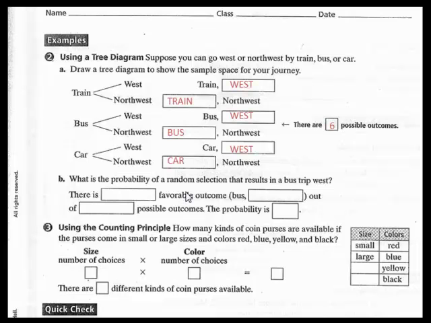Now let's find the probability of a random selection that results in a bus trip west. If you look at all the combinations, there is 1 favorable outcome, the bus traveling west, out of 6 possible outcomes. This makes the probability to be 1/6.